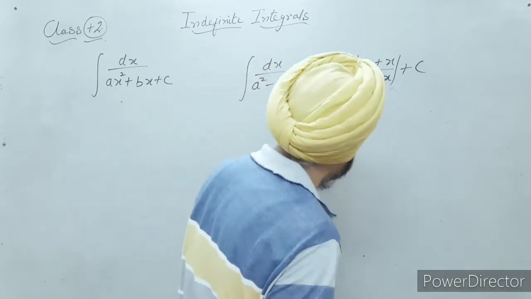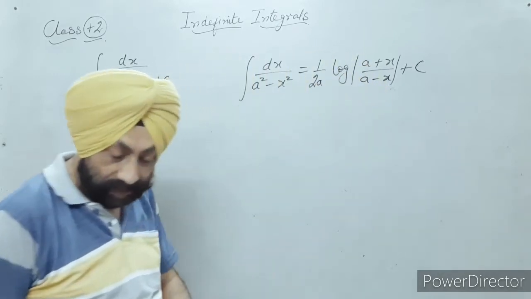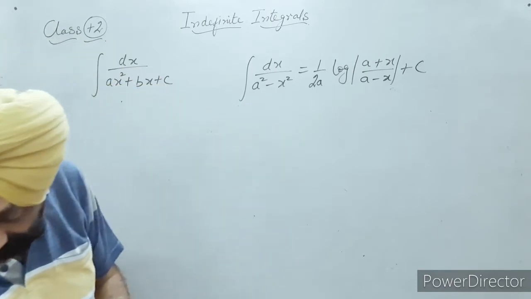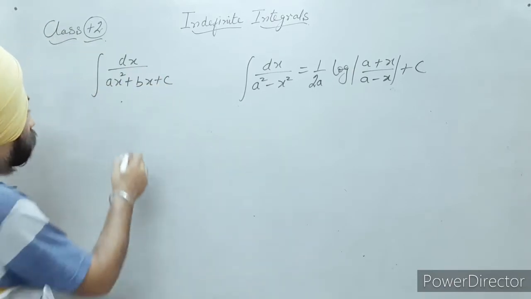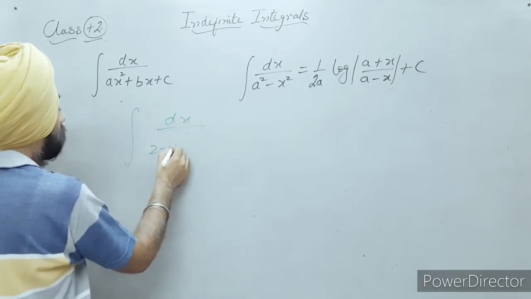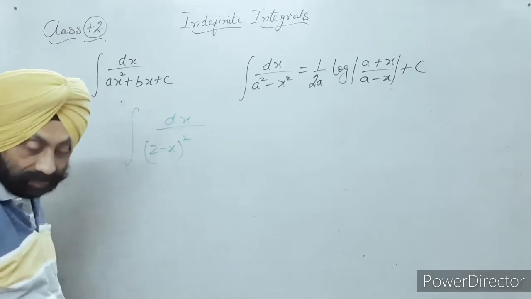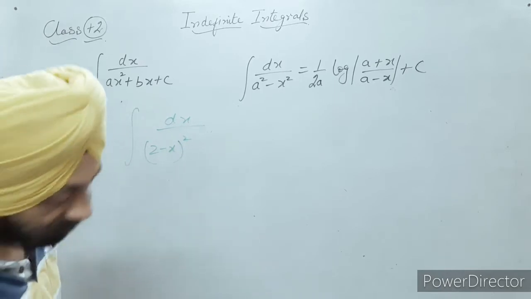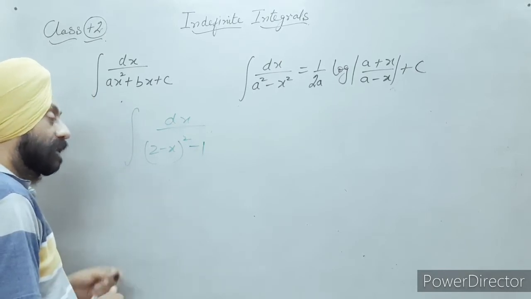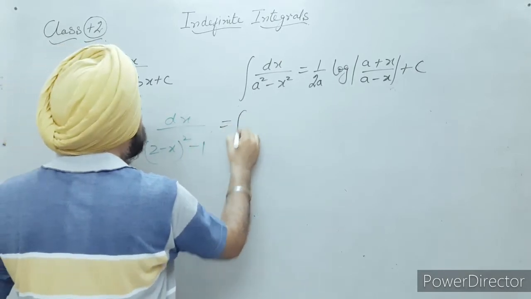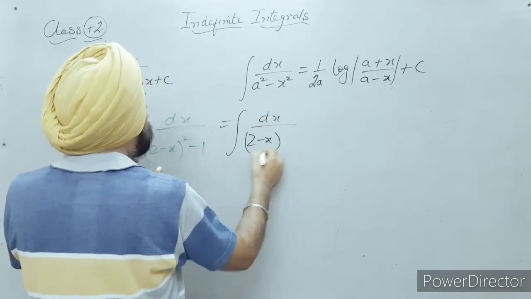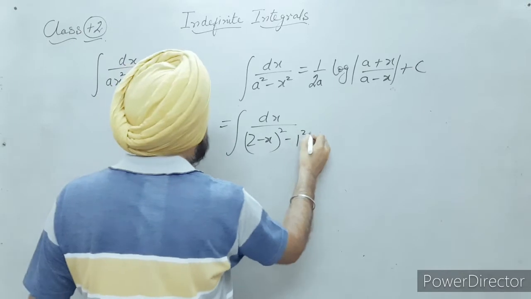Just go through these formulas, it's a very easy concept. The only thing you have to care about is making the coefficient of x square 1. Now the question is the integral of dx upon 2 minus x whole square minus 1, right? Now how can we do this? Directly apply it. I can write this as dx upon 2 minus x square minus 1 square.